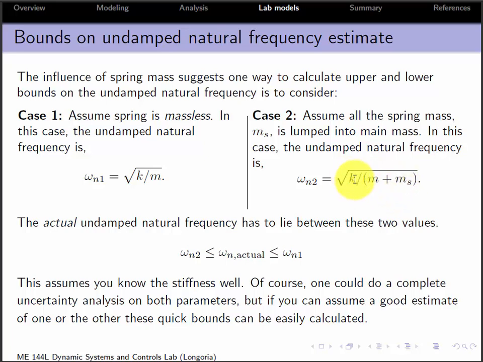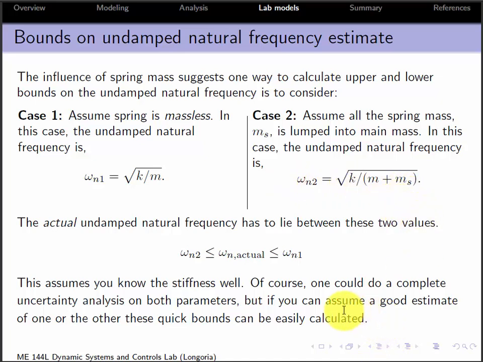Of course, we aren't just uncertain about what the mass might be. There might also be some uncertainty in the stiffness, right? So you could actually do a whole uncertainty analysis on this basic relation and find more accurate bounds on your natural frequency given whatever uncertainty you think you might have in the stiffness and the mass. I'm just trying to show you one way to estimate those bounds.